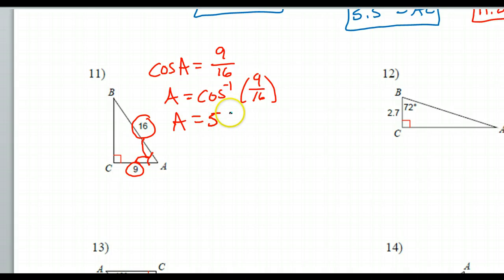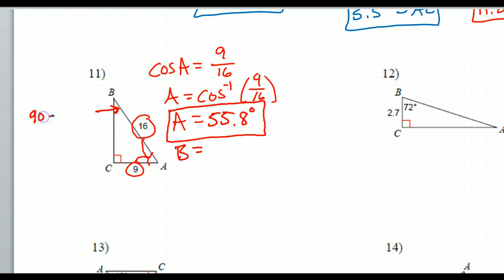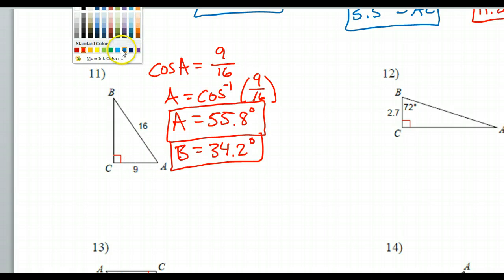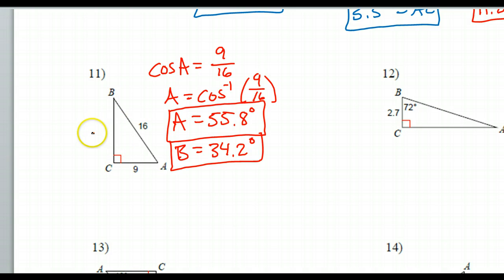And that is 55.8 degrees. That means angle B, we can find that by doing 90 minus 55.8. That is 34.2 degrees. So that's two things. We just have one more thing to find, and that is going to be side BC.